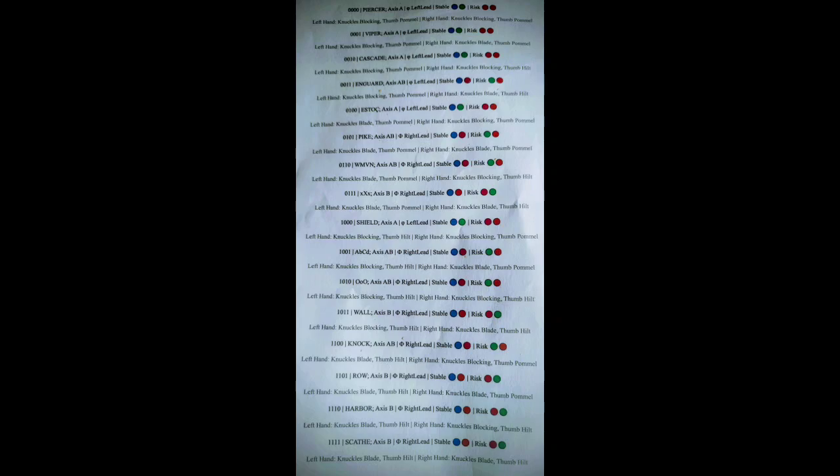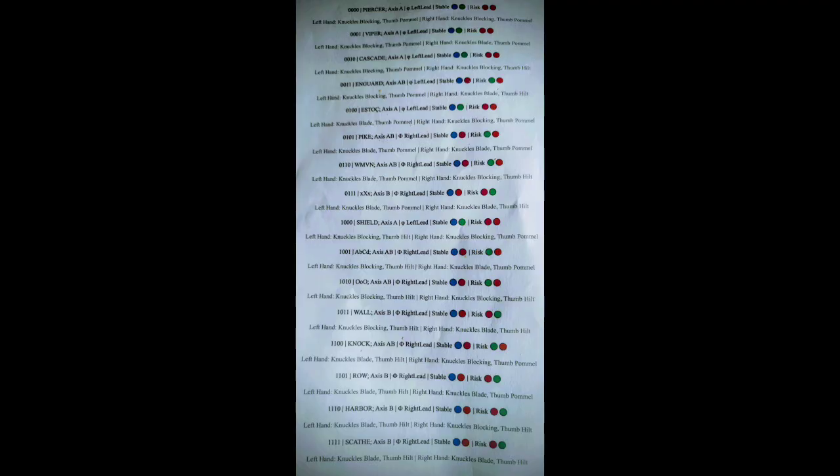A perfect mirror. But then you get into the more nuanced cases. The mixed ones. Take Viper, that's 0001. Just that one bit flipped at the end. And that single one changes the function of the right hand. The left hand stays defensive, blocking pommel. But the right hand knuckles switch to blade. Exactly. So you're primarily defensive on the left, but you're ready to cut on the right. All from one digit.